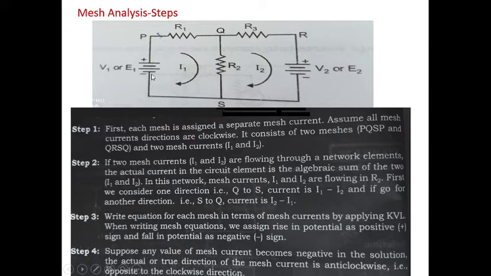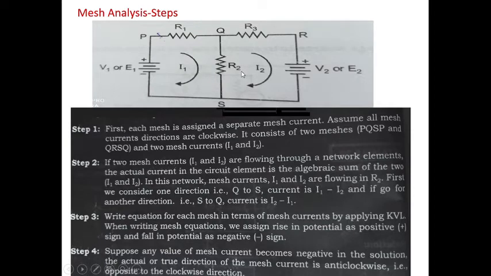Here a voltage source is there. PQSP is one mesh and QRS is another mesh. So step 1. First, each mesh is assigned a separate mesh current. Assume all mesh current directions as clockwise. It consists of two meshes, PQSP and QRSQ, and the two mesh currents I1 and I2.